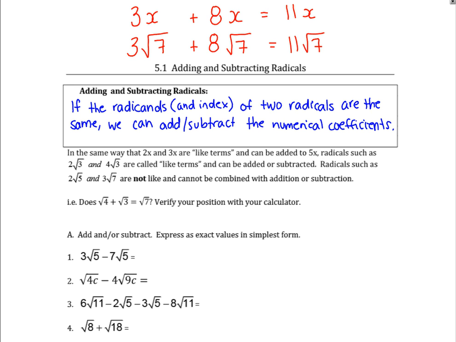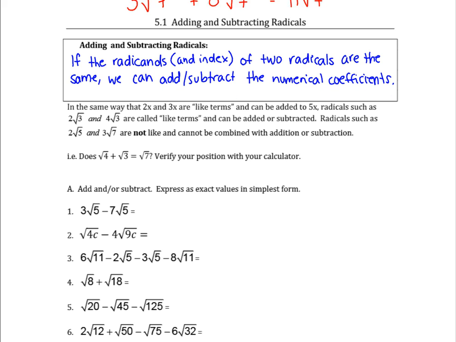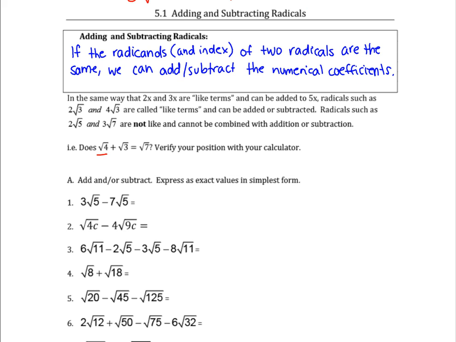It's as if your radicand is like a variable of x, and you're adding like terms. So only like radicands can you add together, just like terms when you're adding variables. So, does root 4 plus root 3 equal root 7? Let's check. Type that in your calculator. Root 4 plus root 3.